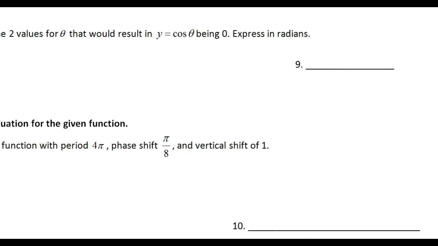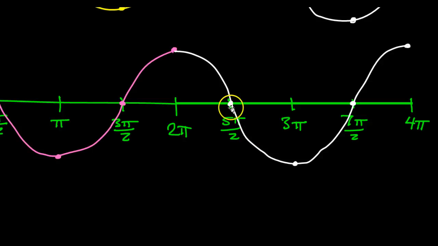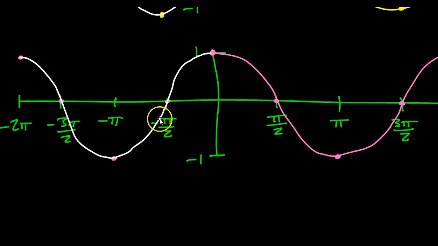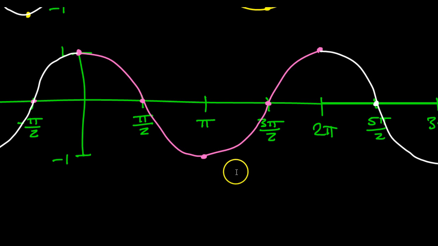They just said name 2 values, so I think we've done it. We have pi over 2 and we have 3 pi over 2. Obviously we could have gone on from there and done 5 pi over 2 and 7 pi over 2, or we could have gone negatives. I could have said negative 5 pi over 2, negative 3 pi over 2. But we went ahead with the obvious choices.